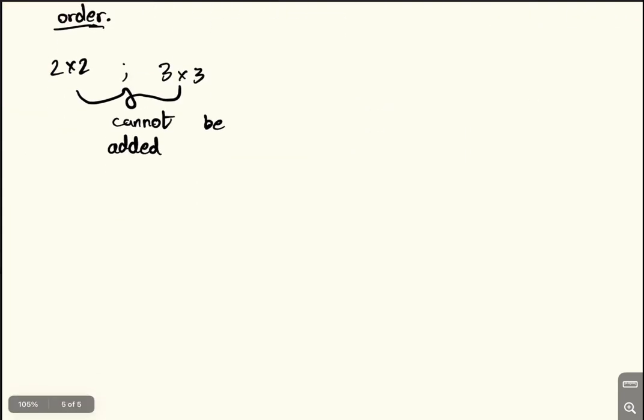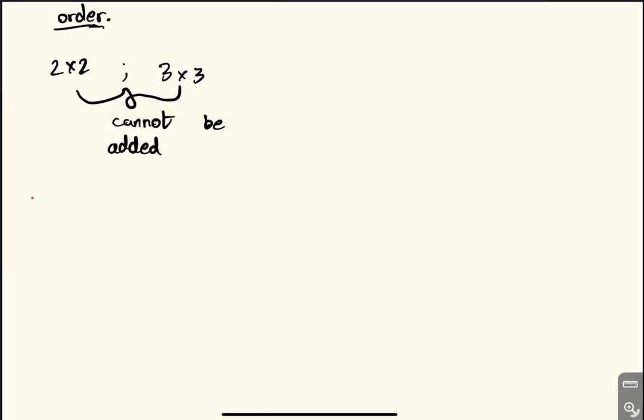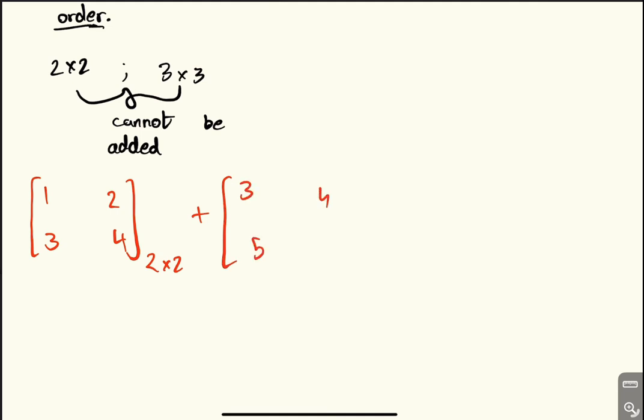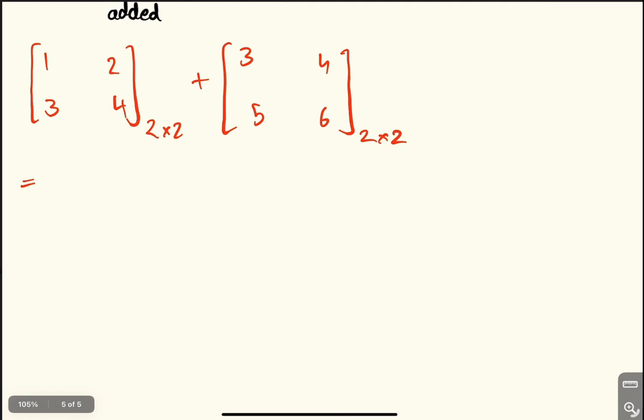Okay, now let's take one basic example. Let's take 1, 2, 3, 4. This is a 2 cross 2 matrix, plus one more, 3, 4, 5, 6. Okay. Now how to add? This is also a 2 cross 2 matrix. First, we'll add the first element of this matrix and this matrix. That means 1 plus 3. Then we'll add the second element, 2 plus 4.